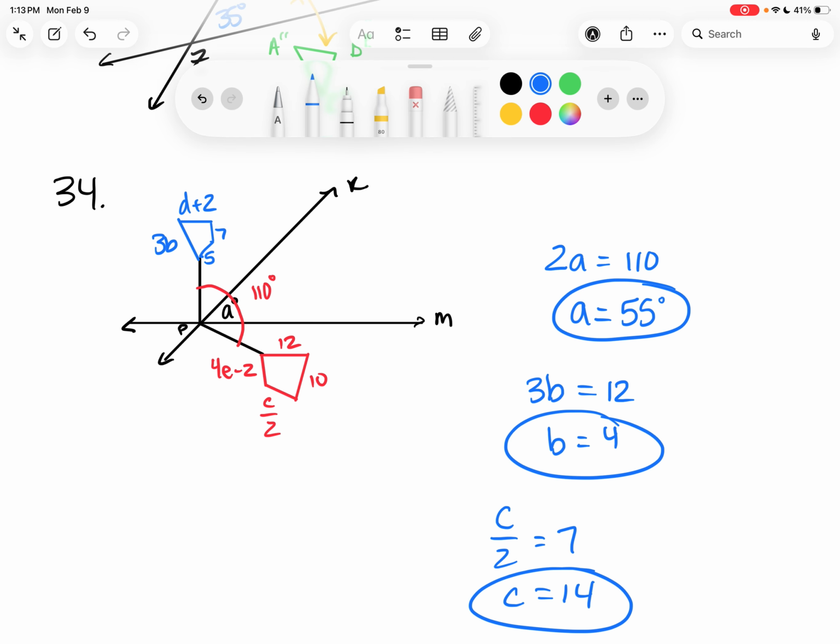I'm going to work over this way now. And then what about D plus 2 equals 10? Yep, so again, rotating it around, that comes over here to the 10, so D plus 2 is 10. So we subtract the 2, so D equals 8.